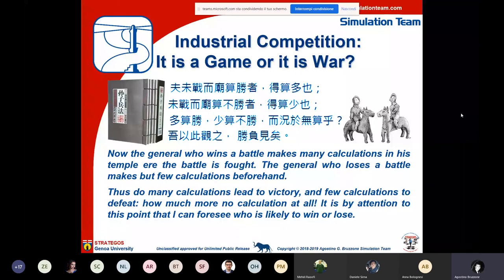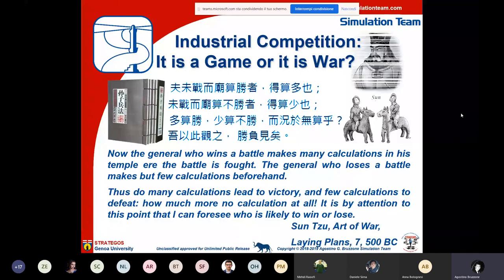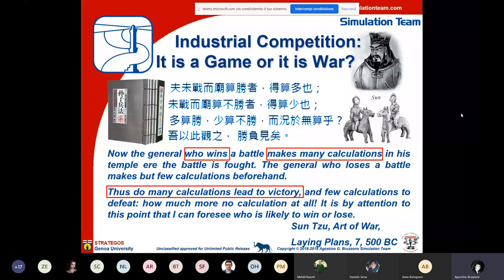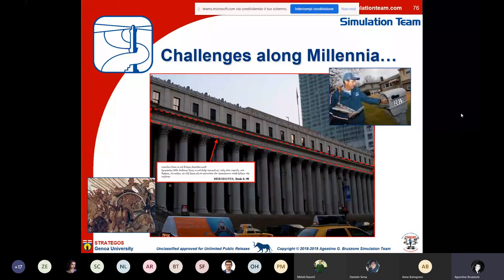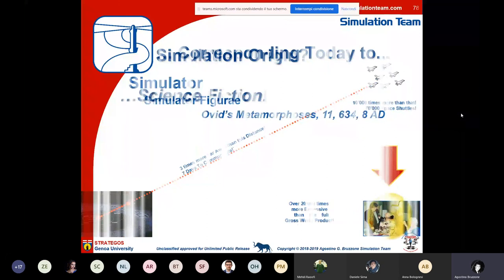Industrial competition is a game or is war? We already mentioned that one. You have to make calculations. You have to know in advance what will be the result. And so this is a very important aspect. Okay, let me finish this right over that and I will be back.